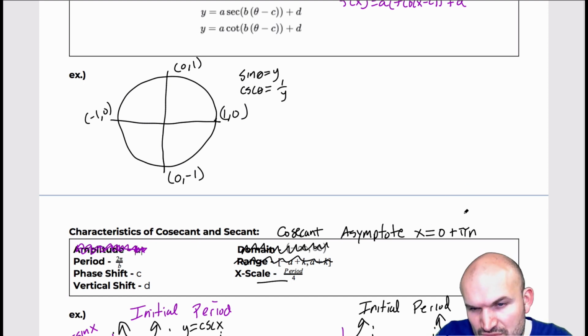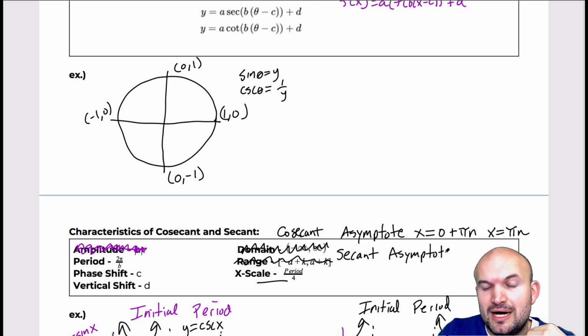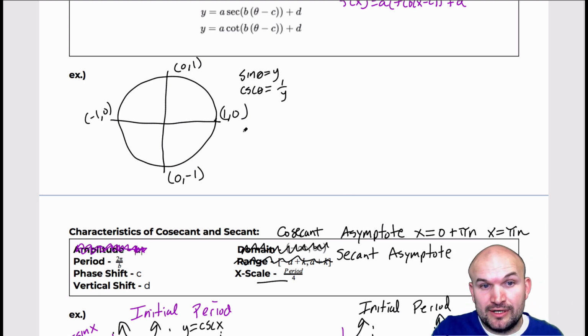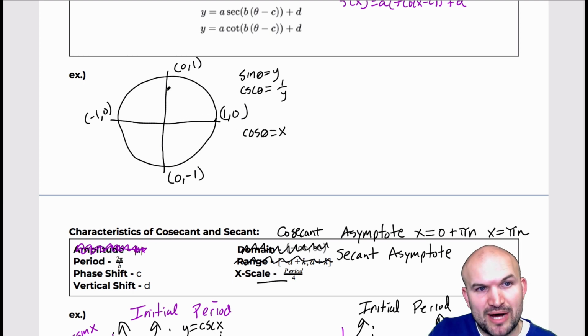And again, we don't usually write it as 0 plus pi n. We can just write that as x equals pi n. Now let's take a look at this as the secant asymptote. So on the secant asymptote, we're looking at the x-coordinate, right? So we want to know when is cosine going to be 0? Cosine is 0 at the angle pi halves and at 3 pi halves.